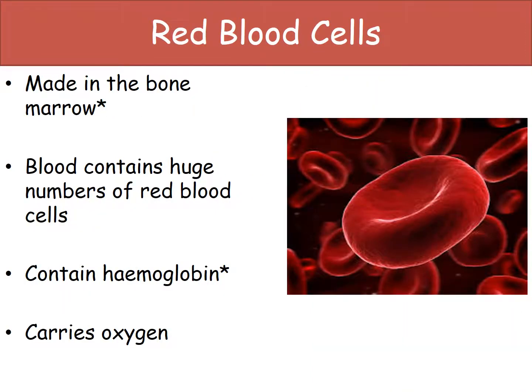Red blood cells are made in the bone marrow, which is found in the centre of the bones. Our blood contains huge numbers of red blood cells. These red blood cells contain a chemical or a pigment called hemoglobin, which gives the cells their red colour. To make hemoglobin, we need iron. Hemoglobin, and therefore red blood cells, carries oxygen.